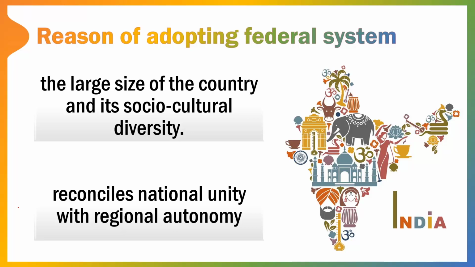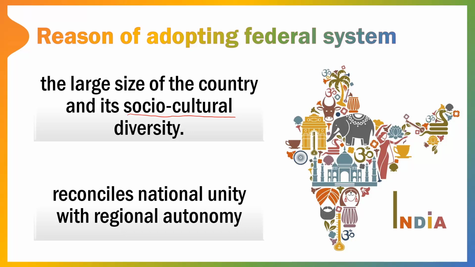Now, the framers adopted the federal system due to two main reasons. The very first reason is the very large size of the country, and it is socio-economically as well as culturally diversified. Many societies and many cultures exist, and the economy and even the geography of each and every part is different. That's why we adopted the federal system, so that a state can develop on its own.